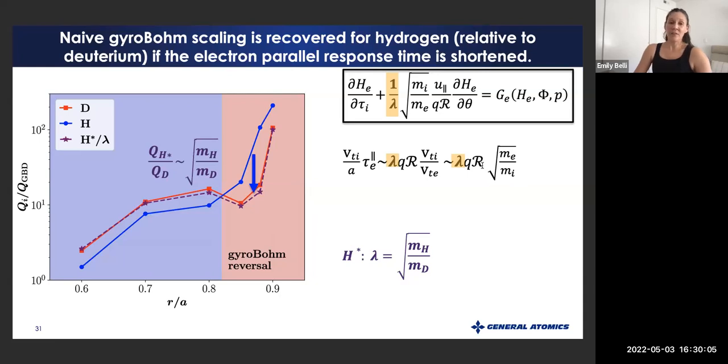So to verify the key role of the finite electron mass, here we show that by shortening the parallel electron response time in the hydrogen simulations by lambda equals the square root of mH over mD, so that it is the same as for the deuterium simulations, removes the reversal and yields fluxes which are nearly exactly gyroBohm scaled with respect to the deuterium fluxes, as indicated by the match between the red and the purple curves.